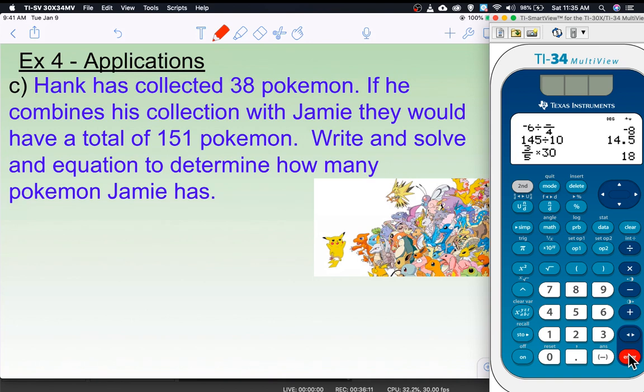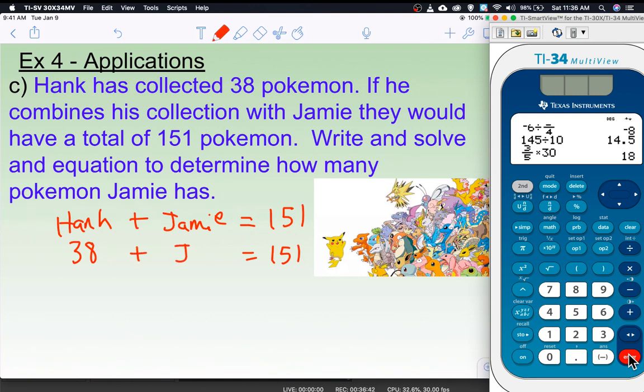All right, so let's see here. So Hank has 38 Pokemon. If he combines his collection with Jamie, think of that operation. If you're combining with somebody else, what are you doing? Well, you're adding. If he combines his collection with Jamie, they would have a total of 151. So we want to know how many Pokemon Jamie has. That's our unknown. That's our variable. So I just put a J for Jamie.